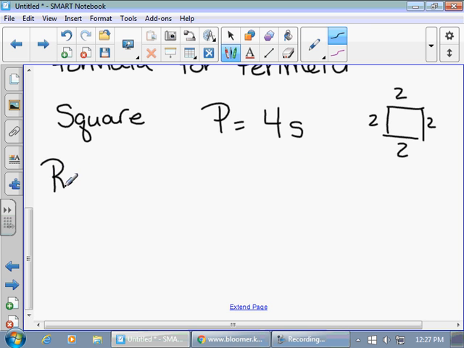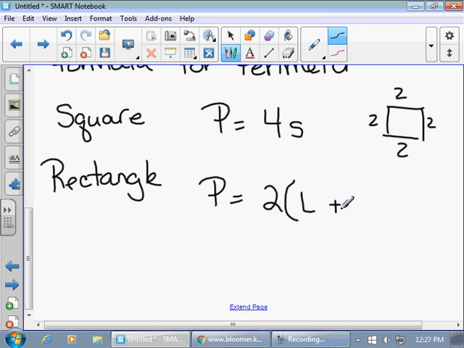Okay, now we have a rectangle. And Austin up here told me a rectangle has a long side. So that's what made it different than a square. So my formula for a rectangle, again, I'm starting with P, which stands for perimeter, is 2 times the sum of the length plus the width. L stands for length because length starts with the letter L, and width starts with the letter W. So that's why we use L and W on those.